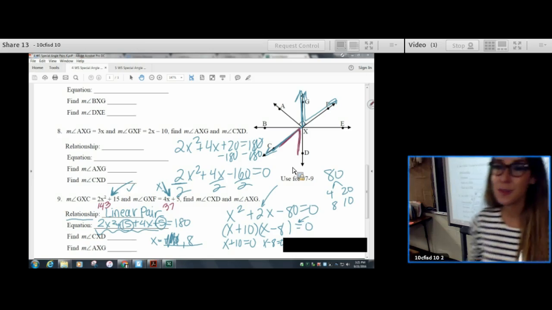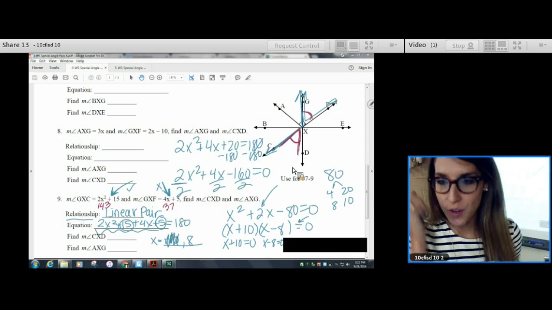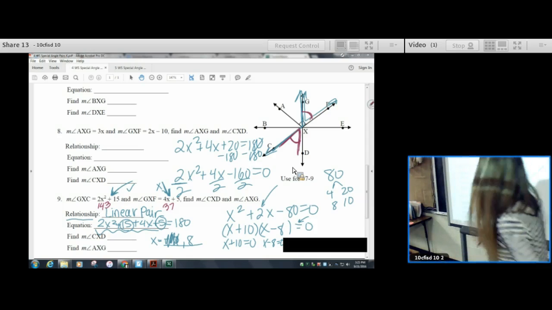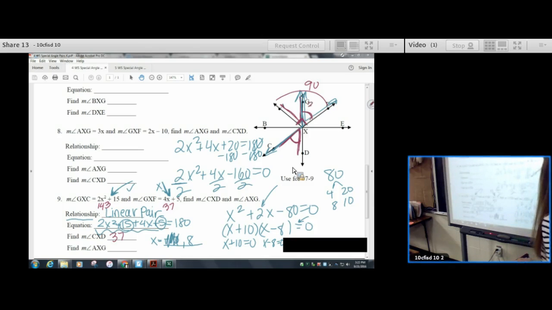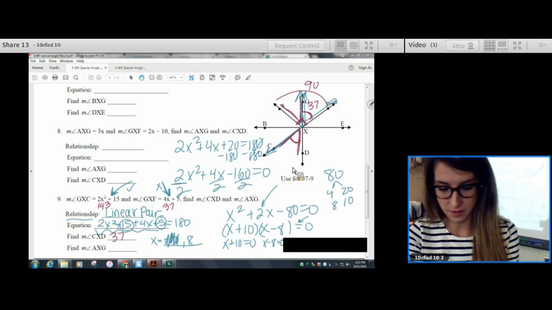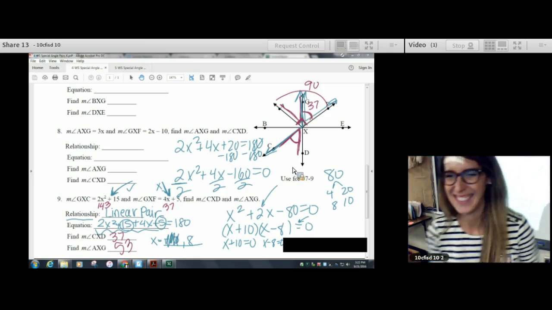Well, I can use the vertical angle theorem, right? If two angles are vertical, then they are congruent. So I know CXD is congruent to GXF, so I can go ahead and put 37. And then AXG. Ooh, that's this angle right here. Well, what I can do there is use the fact that this is 90 because there was a box here, a right angle marking. And if this is 37, those are complementary angles. 90 minus 37. Is this the longest problem you've ever worked in your life? You want to be dramatic.